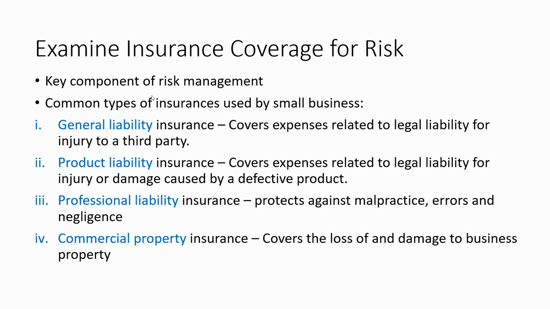Examine insurance coverage for risk. It's a key component of risk management. Common types of insurance used by small business, so these are the insurance products. General liability insurance covers expenses related to legal liability for injury to a third party. Product liability insurance covers expenses related to legal liability for injury or damage caused by a defective product. Professional liability protects against malpractice, errors, and negligence. Commercial property insurance covers the loss of and damage to business property.